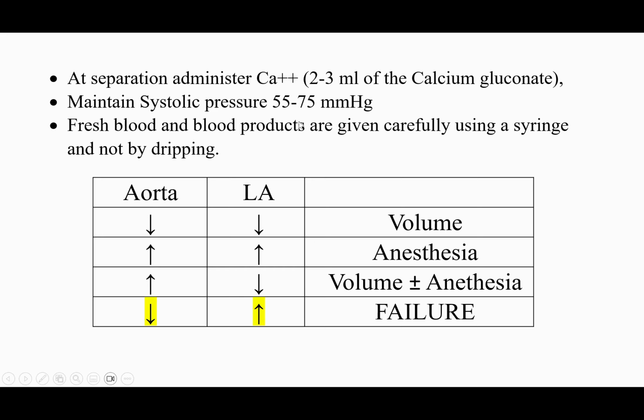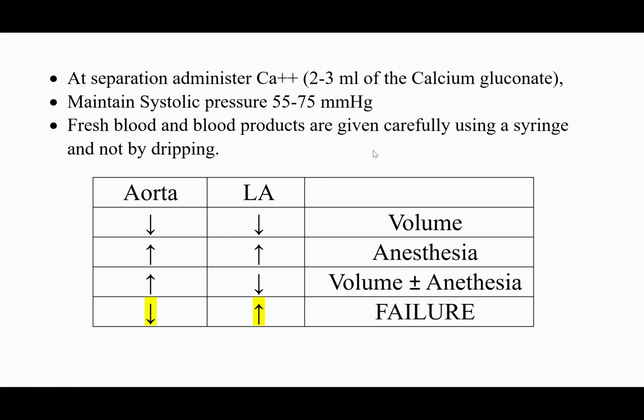Maintain systolic pressure. Fresh blood and blood products are given carefully using a syringe and not by dripping, because these patients are very sensitive to volume. The ventricle is surprised by the presence of the aorta as an afterload, so this surprise may fail the ventricle. So we have to be very careful with this ventricle, even if the ventricle is conditioned before the operation. Yet a degree of deconditioning has started, so the ventricle should be treated as a failing ventricle.